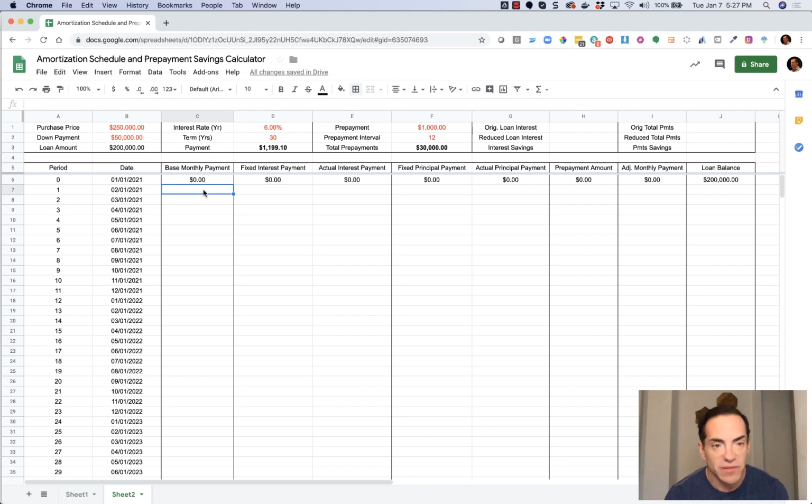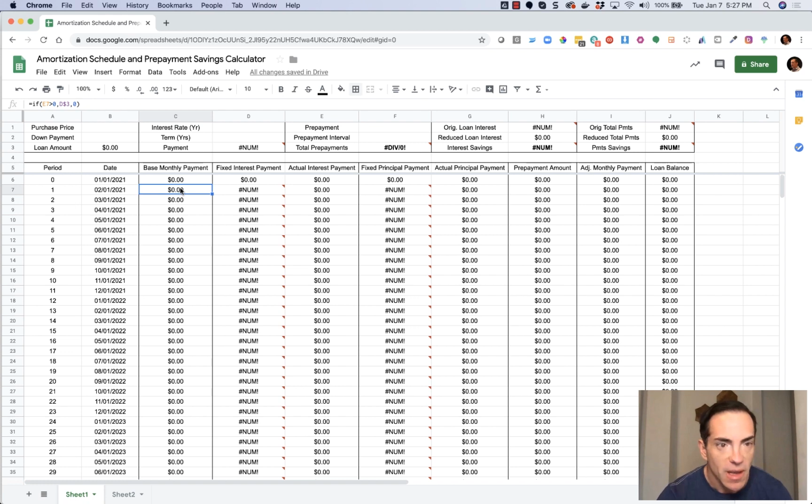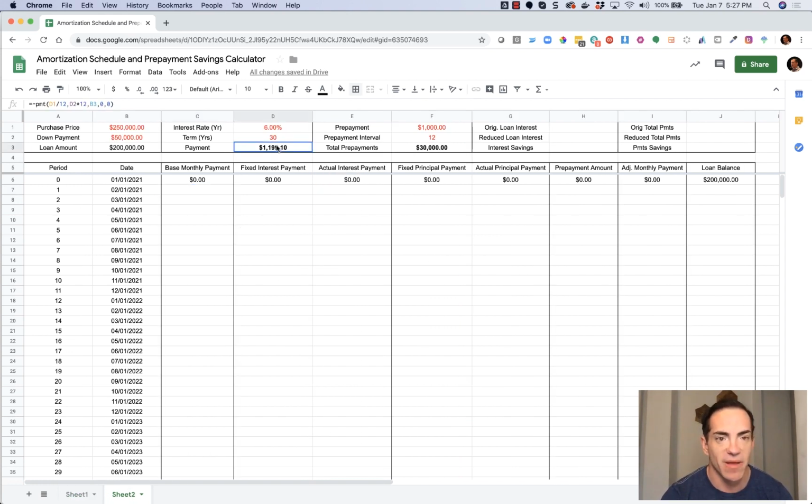Okay, now in terms of calculating the base monthly amount, it's pretty much as simple as just saying, okay, whatever the payment is, that's the base monthly amount. But the way we build this spreadsheet, because we're testing different scenarios, there could be two different base monthly amounts. Based on the original structure of the loan, the payment is $1,199.10, right? That's the base monthly amount.